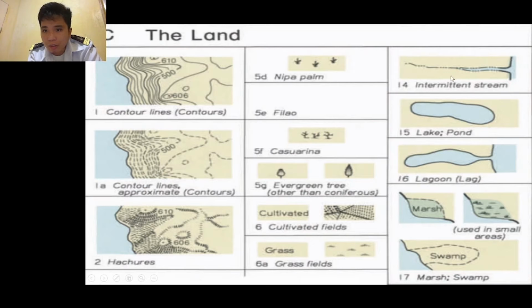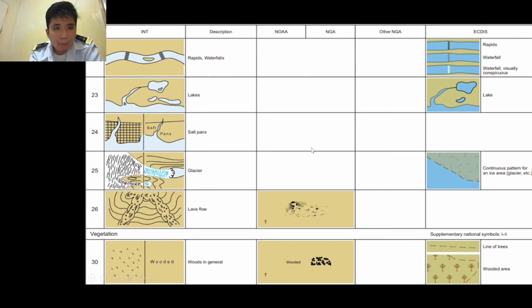So we have here the intermittent stream, a lake or a pond, the marsh. Definitely an area you must avoid because your vessel might run aground. Then we have here a swamp. Then you have here rapid falls, lakes, salt pans, the glacier. You can see here the glacier, lava flow. So you can see this is a volcano, then this is a lava flow.